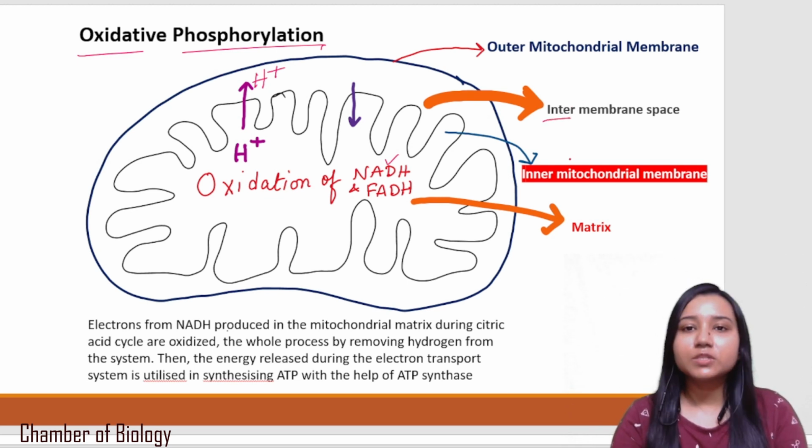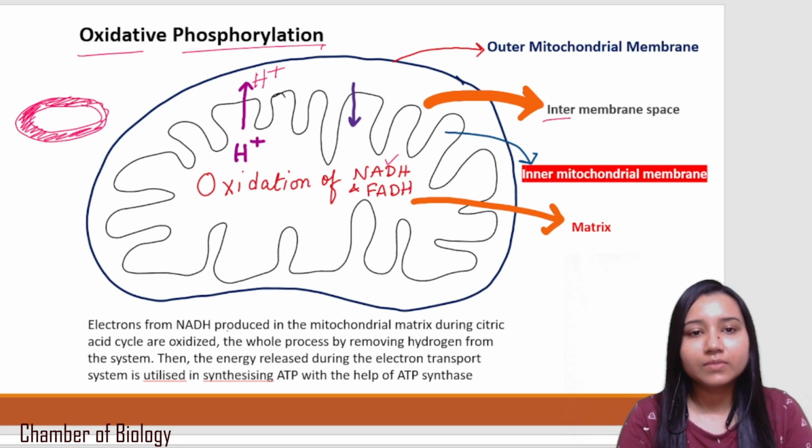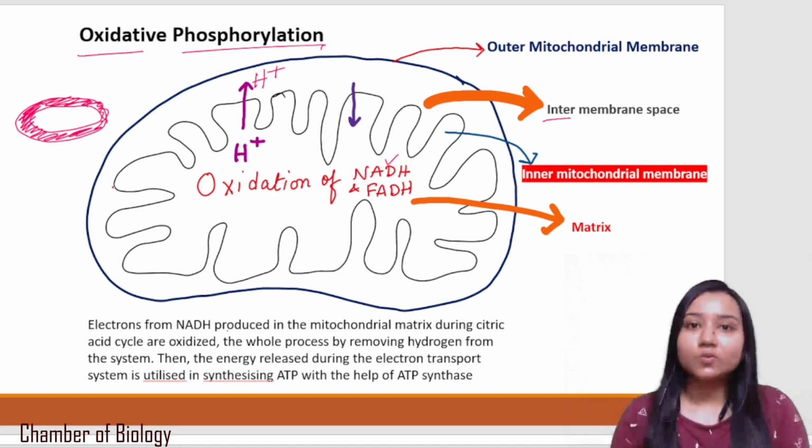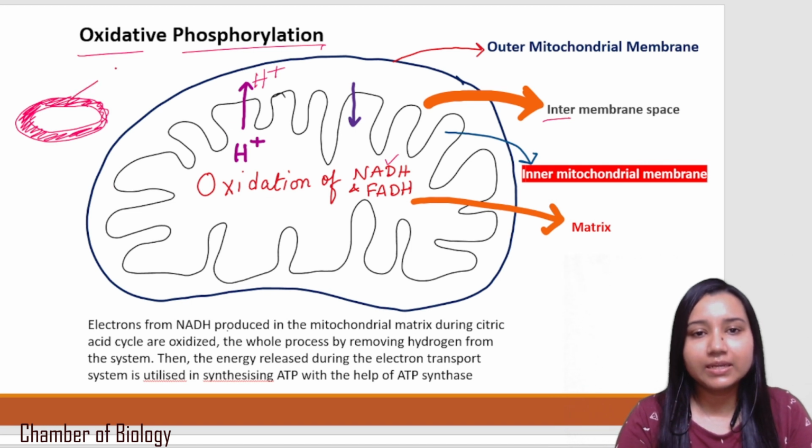We know that the mitochondria is a double membrane structure, right? So what we will notice is that this portion present between these two membranes is the intermembrane space. The intermembrane space will now have a high concentration of H plus. We will increase the H plus concentration.